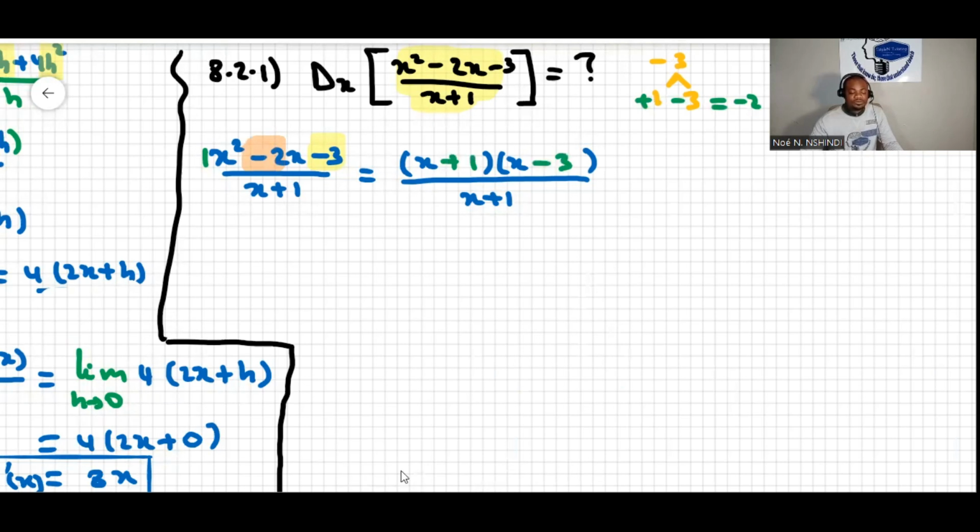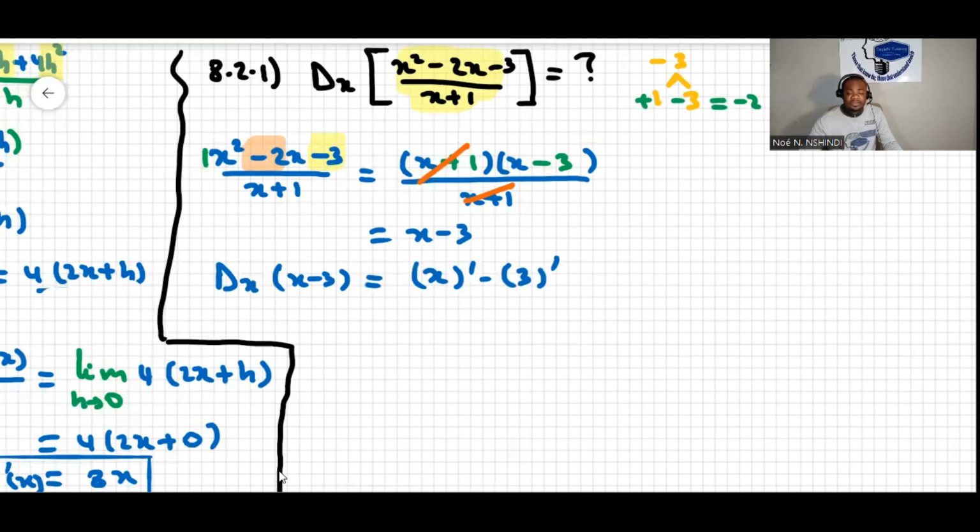Now, what we can do is simplify this fraction, and we are left with x minus 3. So this whole fraction can be simplified. Okay, we got x minus 3. Then we can differentiate it. So we can take the derivative with respect to x of x minus 3. This simply means the derivative of x minus the derivative of the number 3.